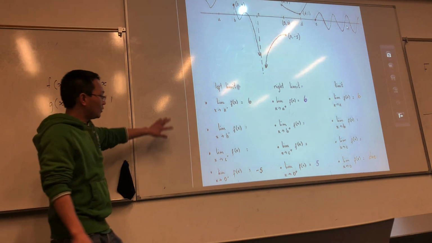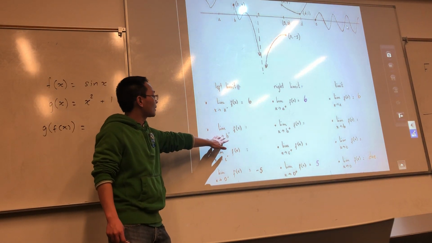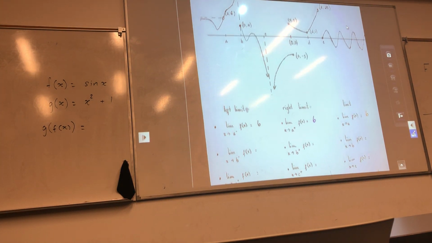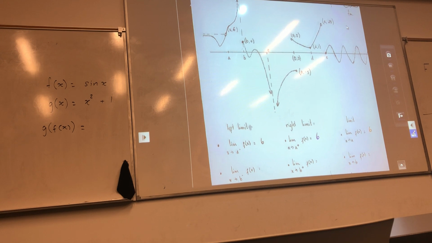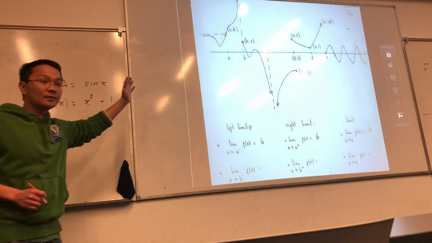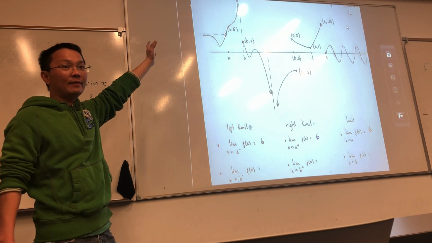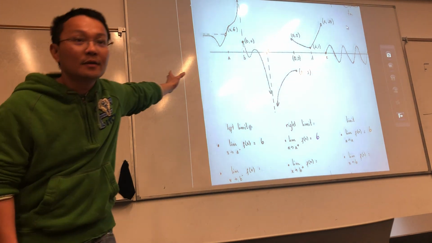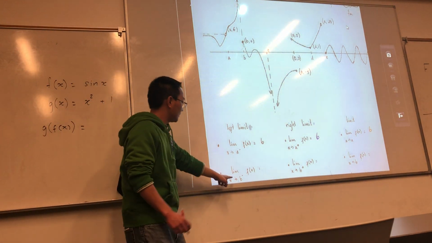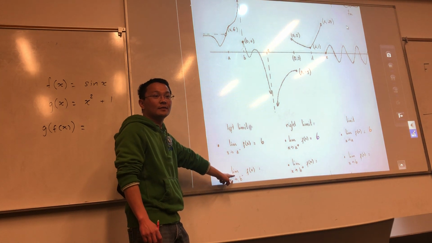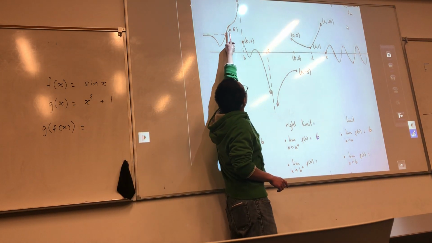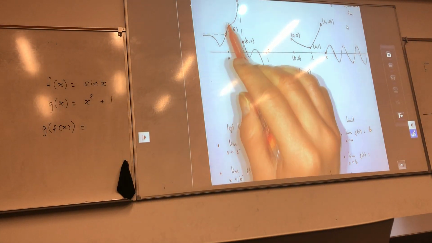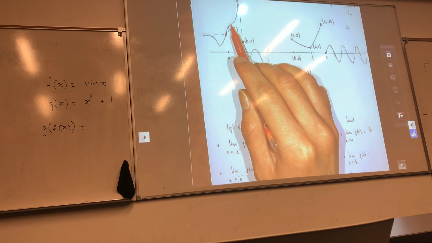Okay, so let's do it for B. Here's the graph. So start to the left, get on the graph to the left of B, right? And then follow the graph. Where is it going to? 4. We'll do the left limit first. Left limit, right? So I start here, to the left of B. And then I'm going to follow the graph.